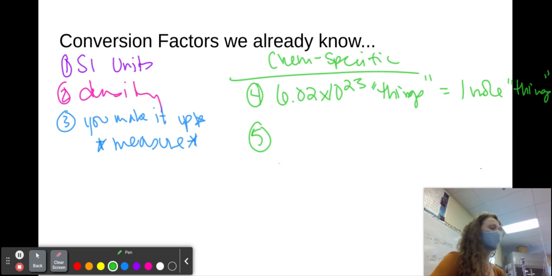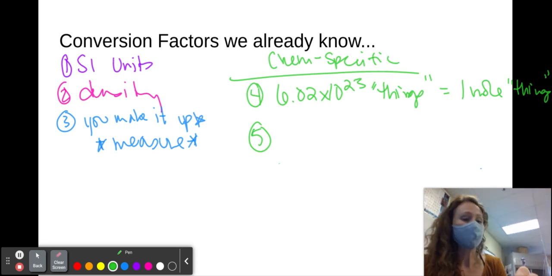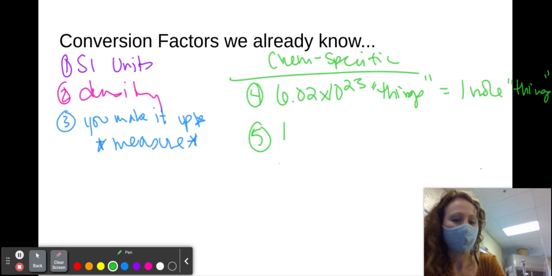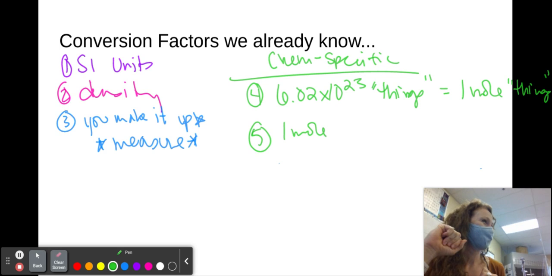It can be atoms. You could say 6.02 times 10 to the 23rd atoms equals a mole of atoms. That's how I have it here. I have an atom, and then I have a mole as well. But it doesn't equal one atom. It equals a mole, a group of atoms, right? Yes. We have another thing that works off 1 mole. We do. We have a second one.